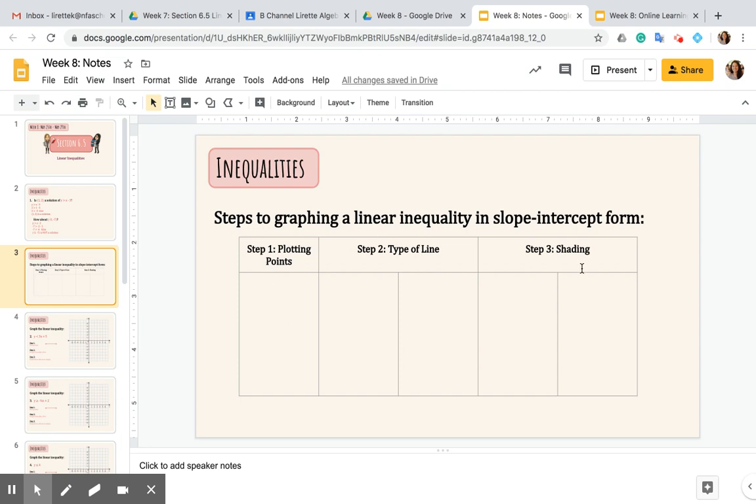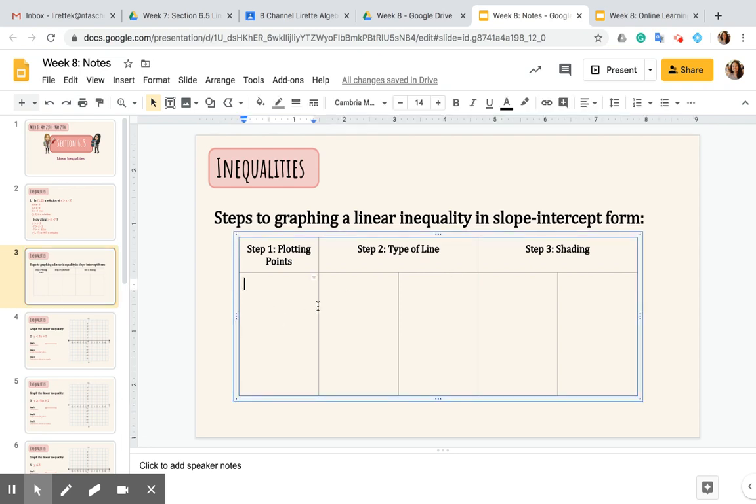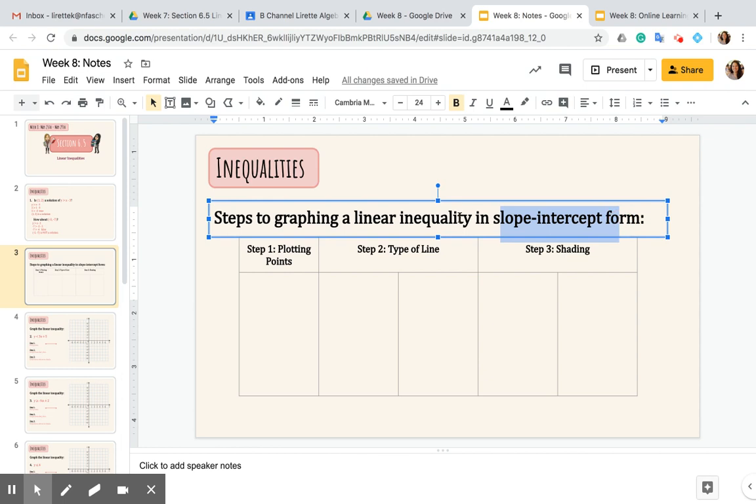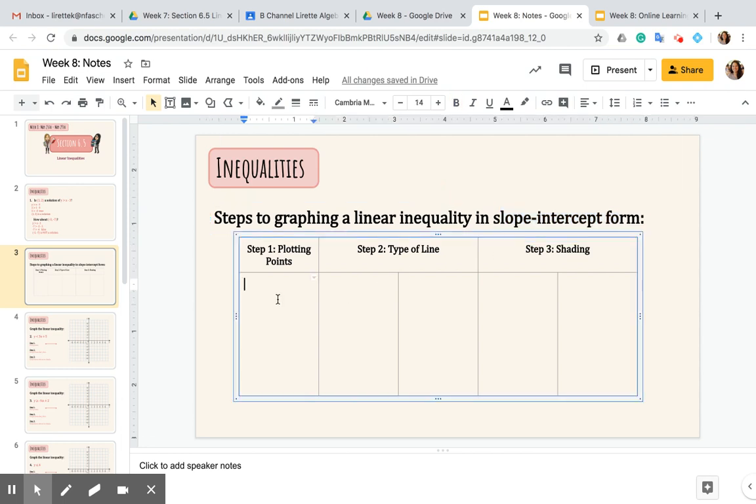So I've broken it down into a few steps. Step 1, and most of these inequalities are going to be in slope-intercept form just for the sake of time and ease because we're not really going to have a lot of time to delve too deep in this section. So it's all going to be in the form y equals mx plus b with the exception of vertical and horizontal lines.